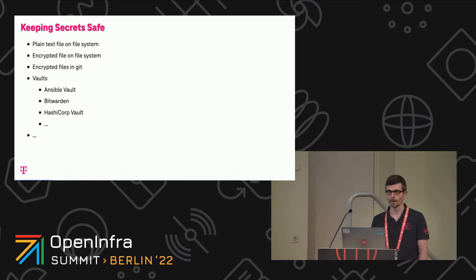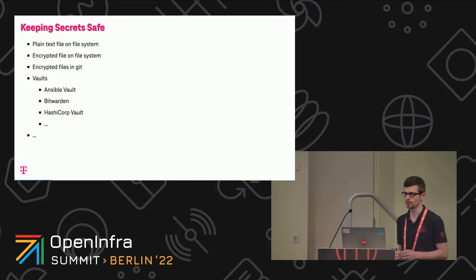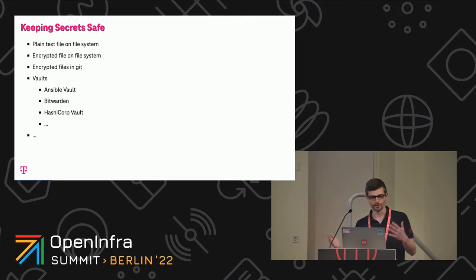Keeping the secret safe, how do we actually solve the problem? We have our secrets and we need to keep them safe. The first real approach would be to keep them as plain text on the file system. A little bit more advanced use case: let's try to have encrypted files on the file system, depending on which type of encryption you select. Then the next advanced use case would be, okay, encrypted files, but let's keep them in Git. We would like to provision, to have a proper CI/CD. We would like to have proper versioning, so let's try to keep them in Git.